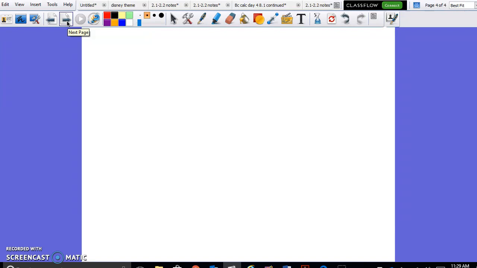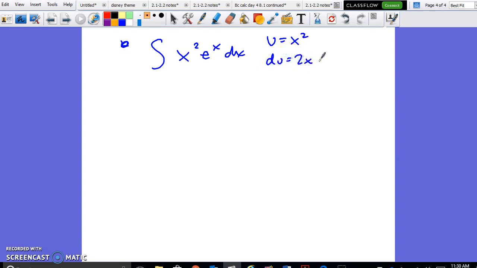All right, I want to show you a shortcut. Okay, so let's say I'm integrating x squared e to the x dx. Now, if I'm going to do it the way I've been doing, I would say u is x squared, because that's easy to take the derivative of. It's also easy to integrate. So the real reason I put it there is because I'm going to let dv be e to the x.